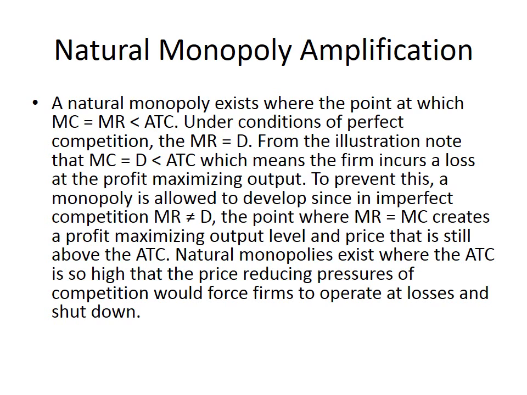To prevent this, a monopoly is allowed to develop. Okay, since in imperfect competition, marginal revenue is not equal to demand. The point where marginal revenue equals marginal cost creates a profit maximizing output level and price that is still above the average total cost. Natural monopolies exist where the average total cost is so high that the price reducing pressure of competition would force firms to operate at losses and shut down.